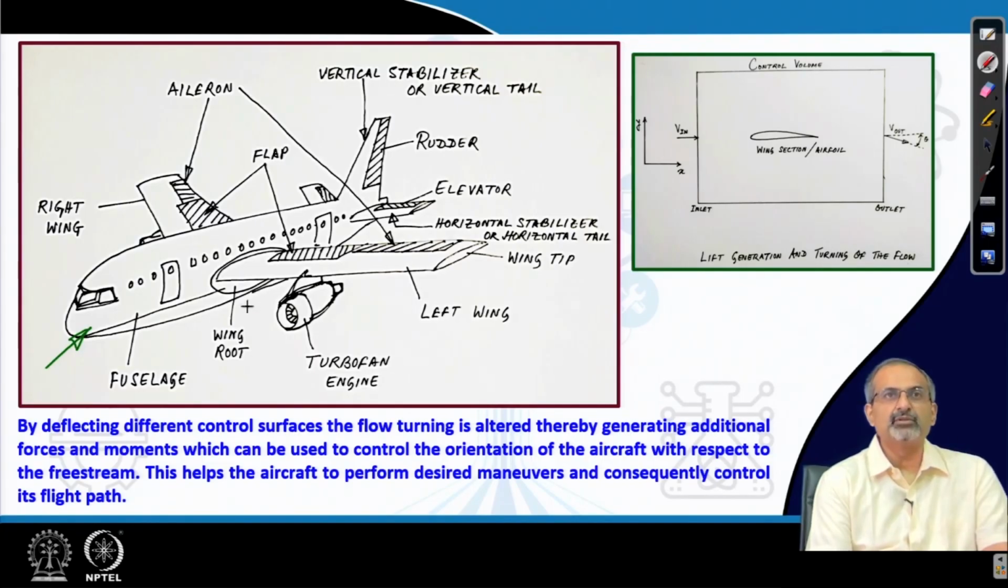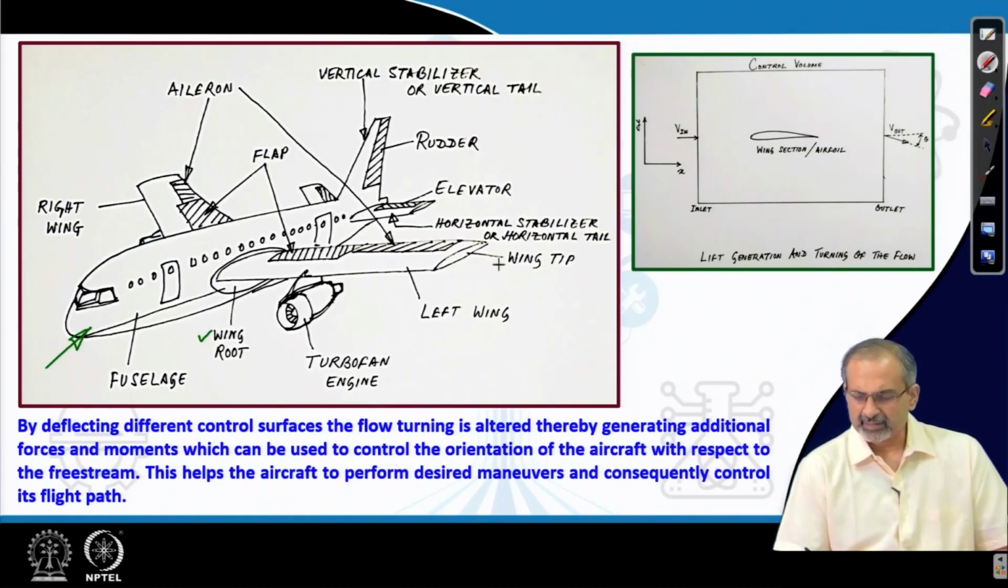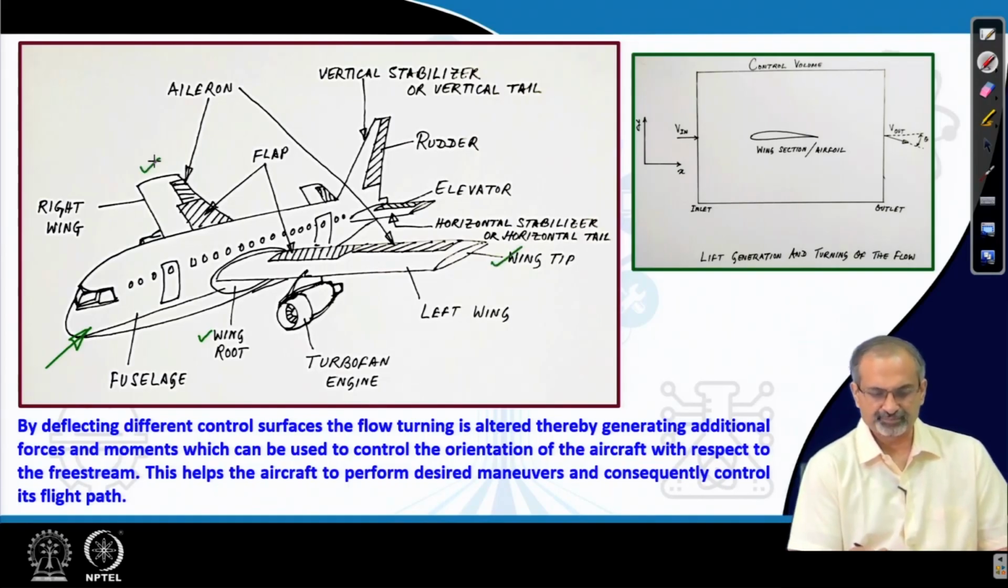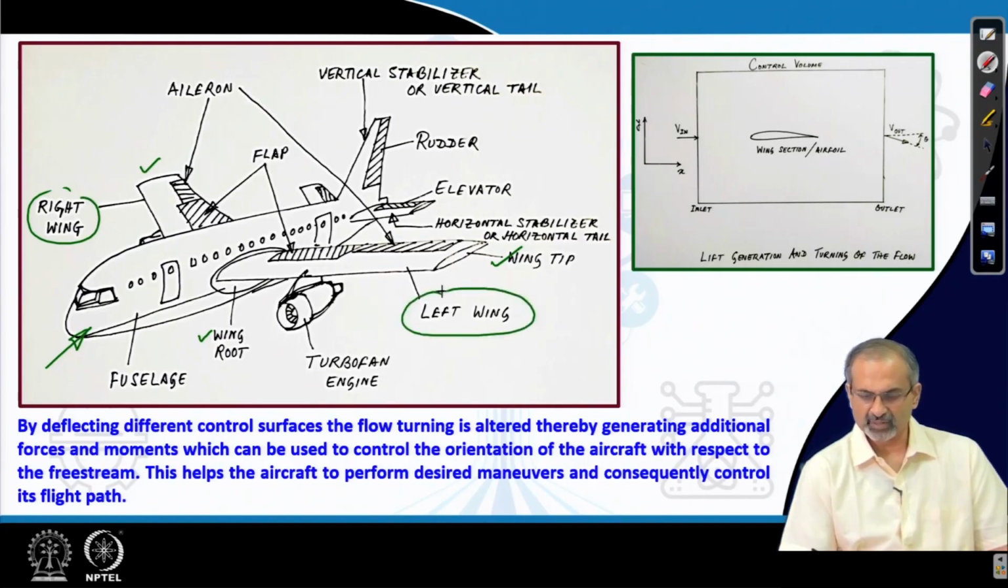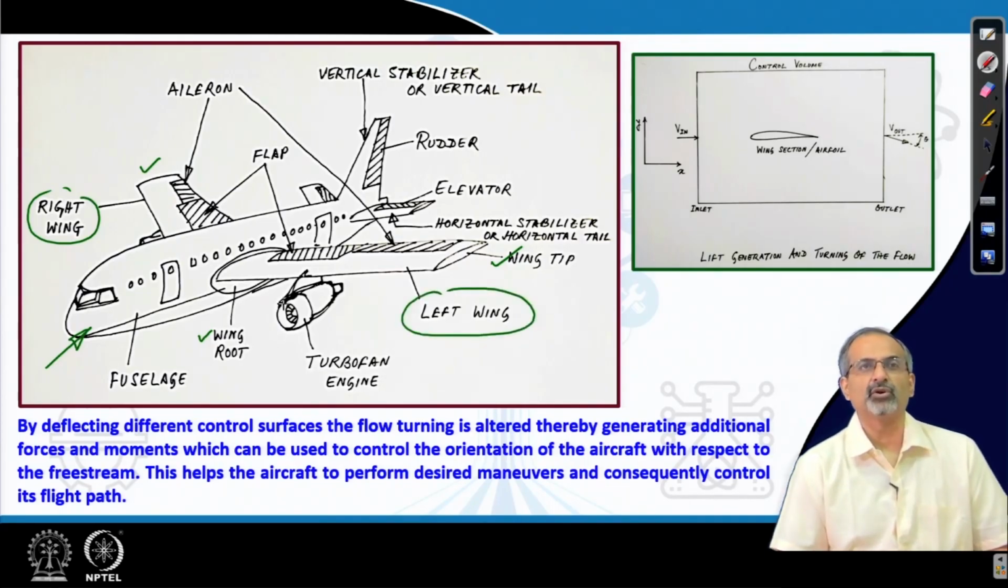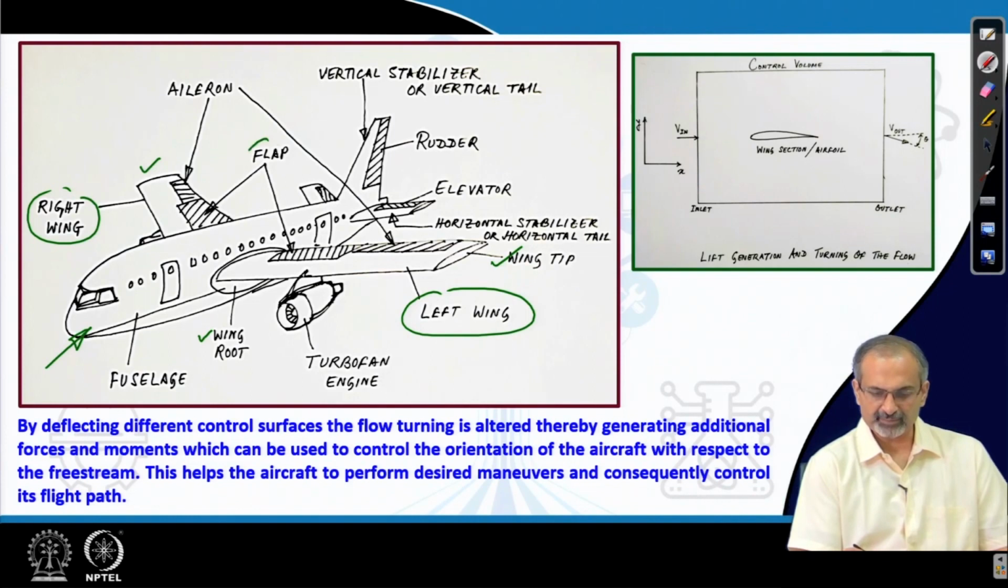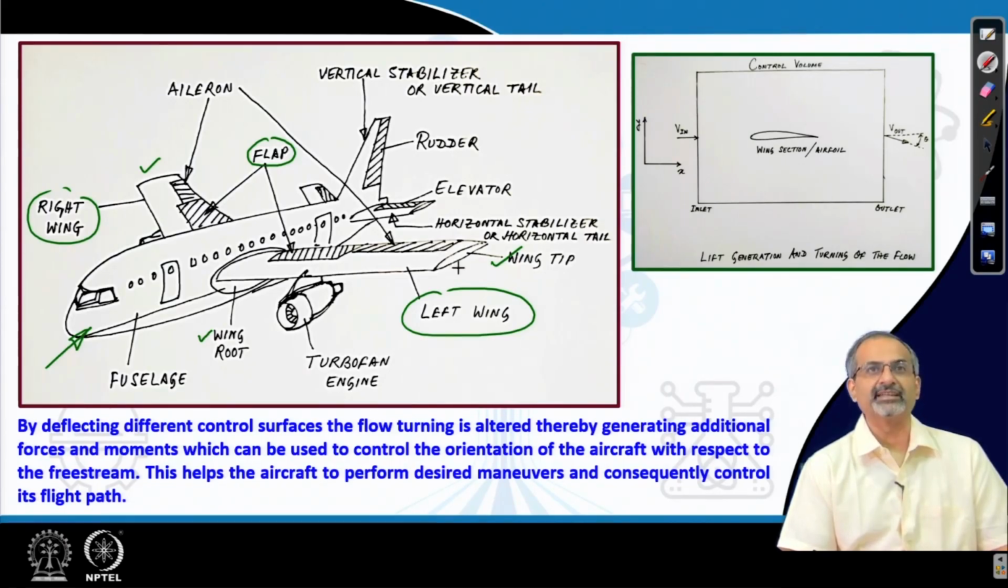The wing is fixed to the fuselage at the wing root, and these are the wing tips. You have the right wing and the left wing here. There are shaded portions on the wing. You can see flaps, which are closer to the wing root, and you can see ailerons, which are closer to the wing tip. Also, you see that they occur in pairs.